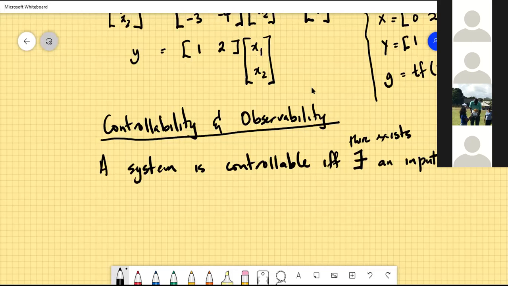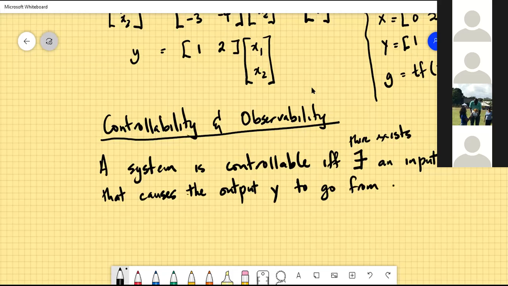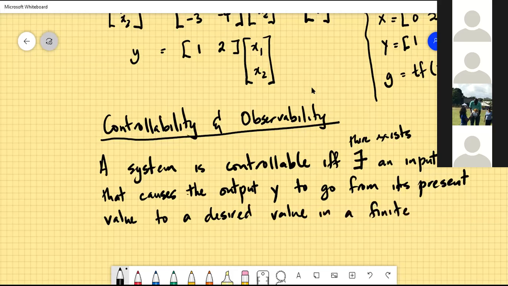So it's controllable if there's an input, which we're going to call X, that causes the output Y to go from its present value to a desired value in a finite time t.